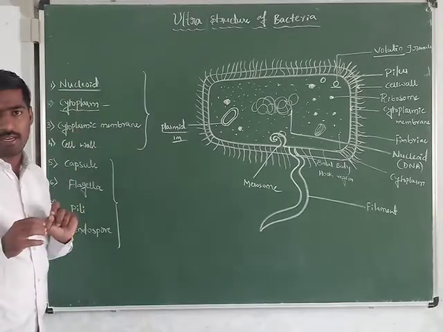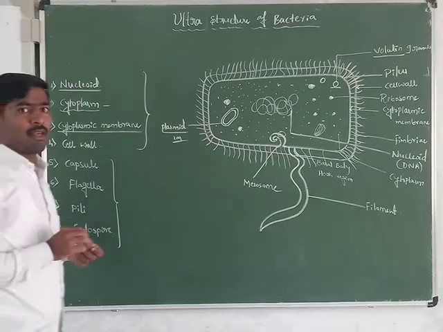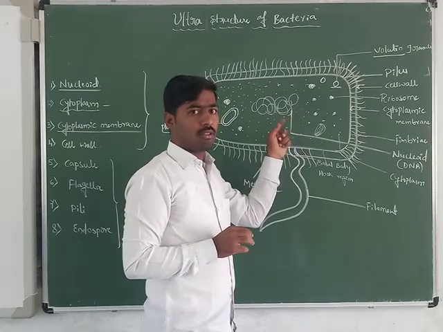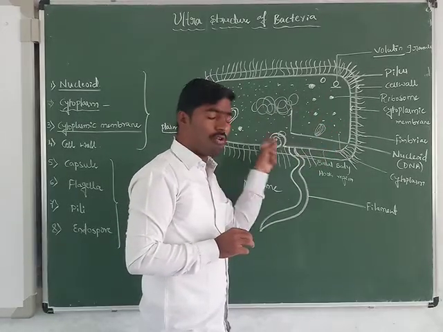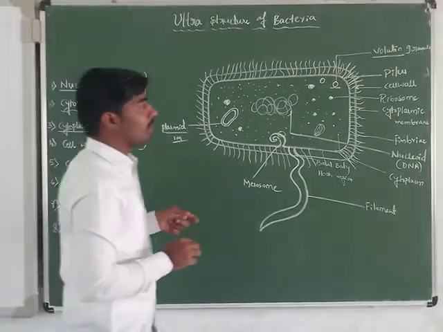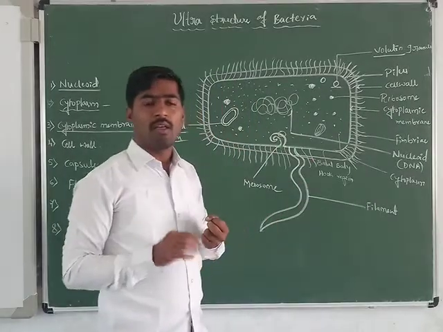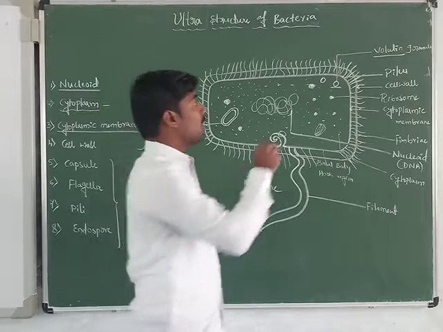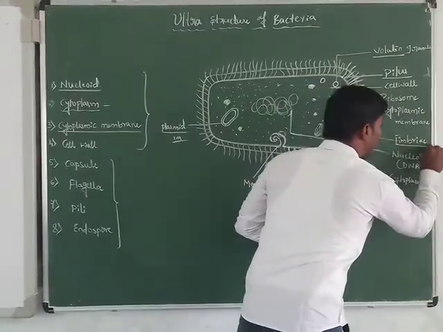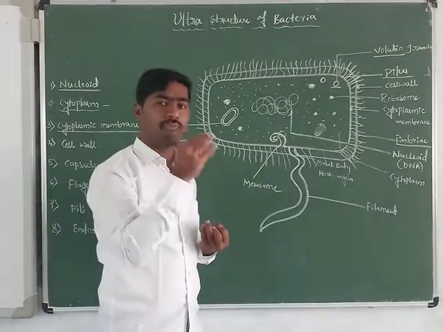That is the cytoplasm of the bacteria. And the next one is the cytoplasmic membrane. The cytoplasm is surrounded by a boundary, which is called the cytoplasmic membrane. The cytoplasmic membrane gives rise to the pillus, or fimbriae, or villi.